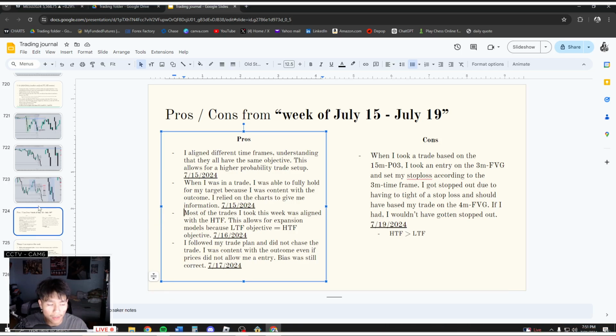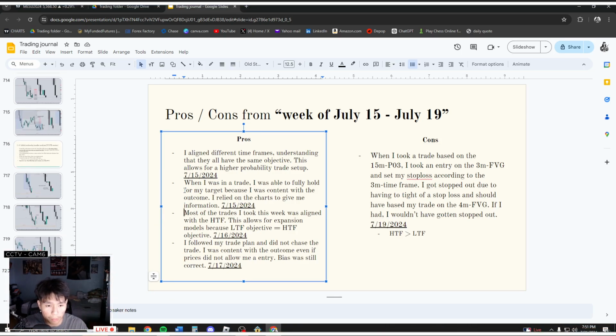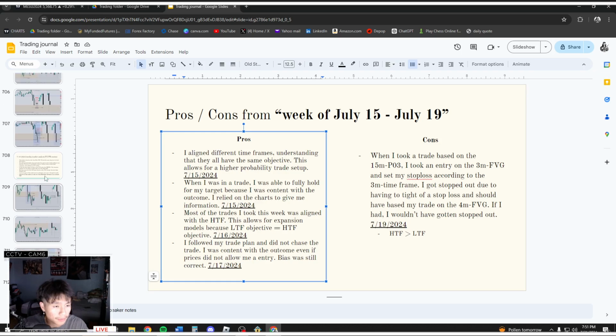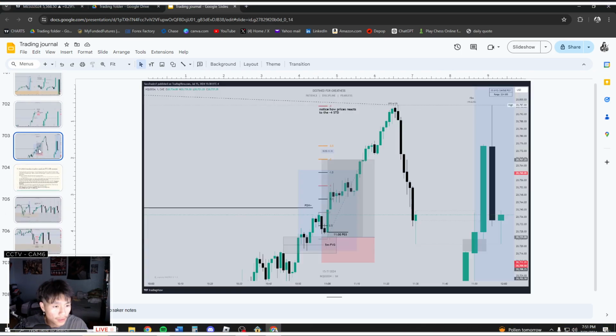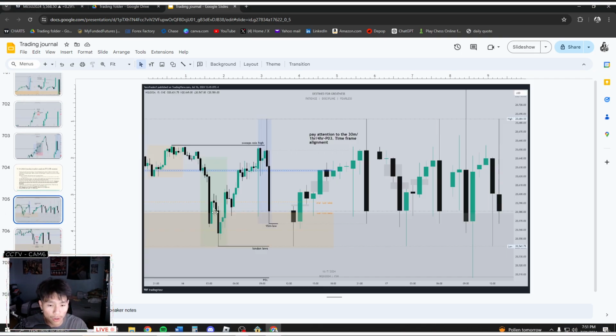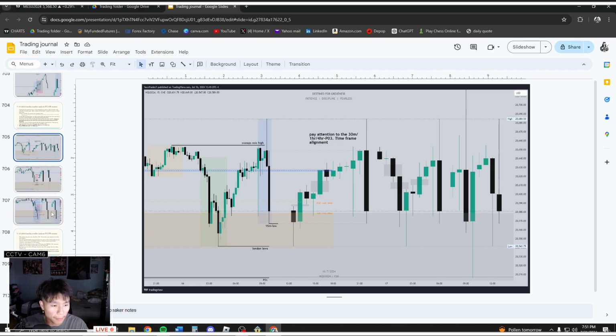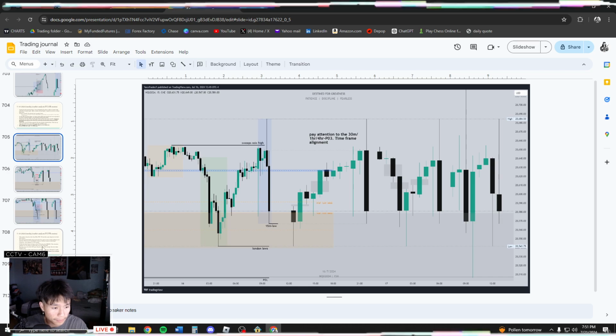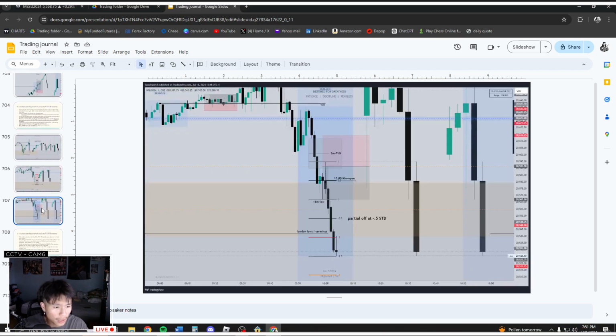With the higher time frame, we still had a draw, like the July 15th trade. I still had previous day high as my draw, and we didn't take it out yet, so I was able to use it as a draw of liquidity. July 16th trade, let's take a look at what happened there. So this is the July 16th draw right here. I think it was this one.